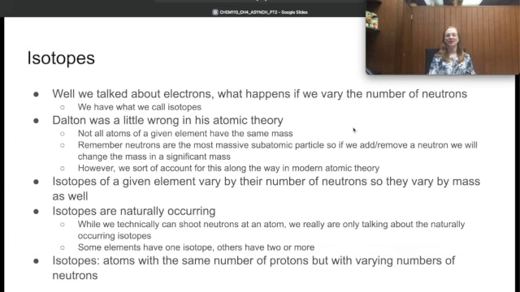Technically, we can shoot neutrons at an atom and try to get one to stick in the nucleus, so we could force an isotope to occur. But in this class we're always going to be talking about naturally occurring isotopes. If I'm talking about changing the number of neutrons, I'm just comparing 2 different isotopes. Some elements only have 1 isotope, so they only occur with 1 number of neutrons, and some occur with 2 or more. Again, isotopes are atoms with the same number of protons but a varying number of neutrons. They have the same identity, they just have different masses because of their different number of neutrons.